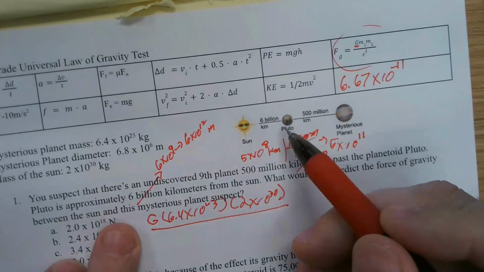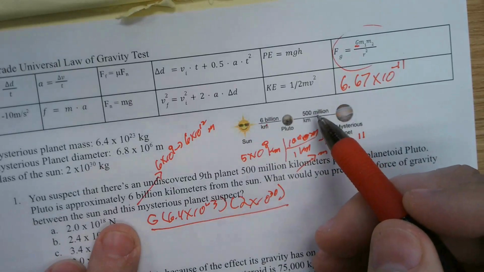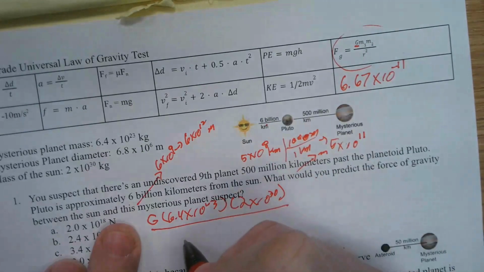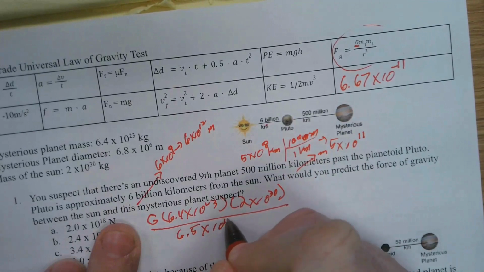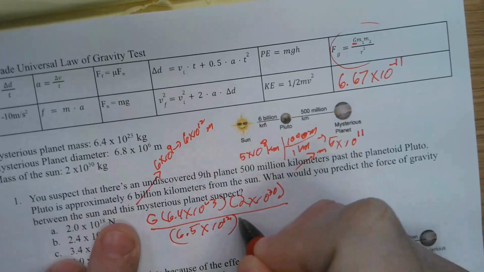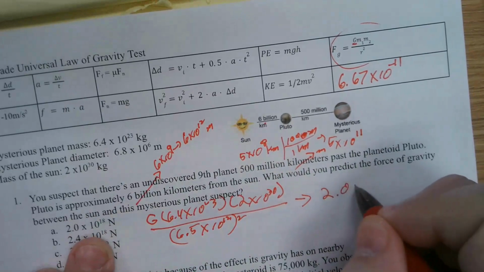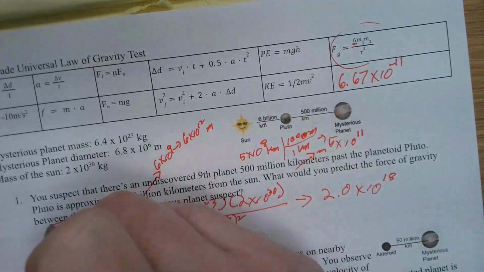Now, the distance in this question is 6 billion kilometers plus 500 million kilometers. We convert that to meters, so that is going to be 6.5 times 10 to the 12th meters, and that is squared. We put that into our calculator, we get 2.0 times 10 to the 18th, which is number 1.